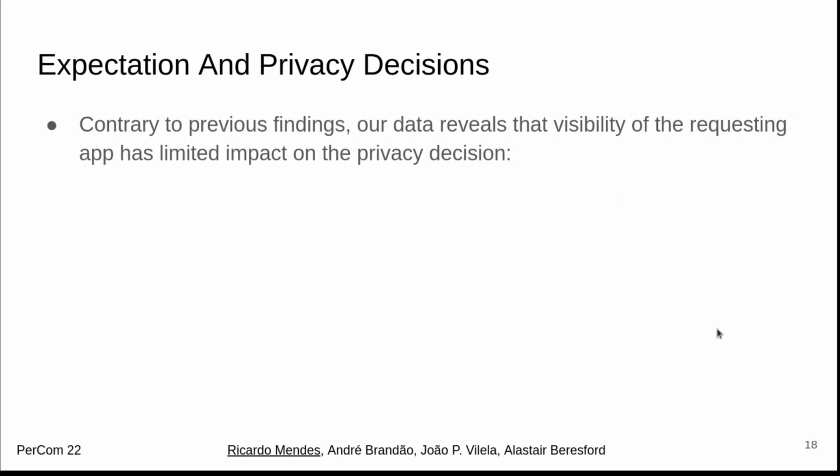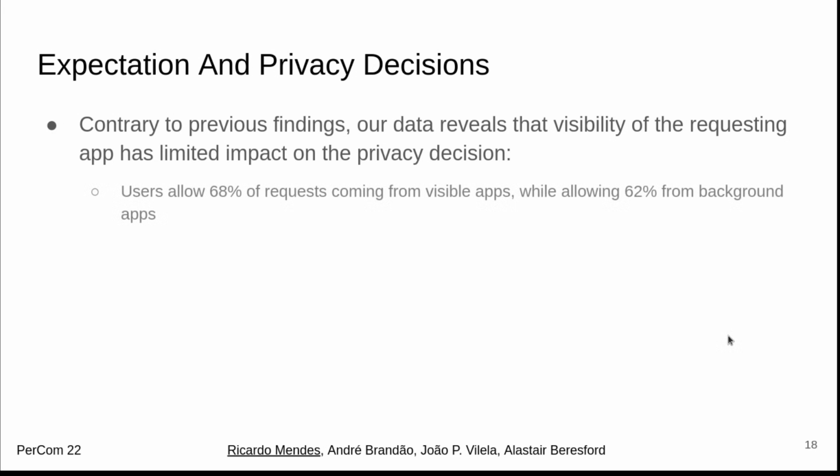Now, one of the things that was unexpected to us in this work is that our data reveals that the visibility of the requesting app actually has limited impact on the privacy decision. What we've seen was that users allow 68% of visible requests, or requests that come from visible applications, while allowing only 62% from background apps. So 68% to 62% is actually a smaller difference than we were expecting.